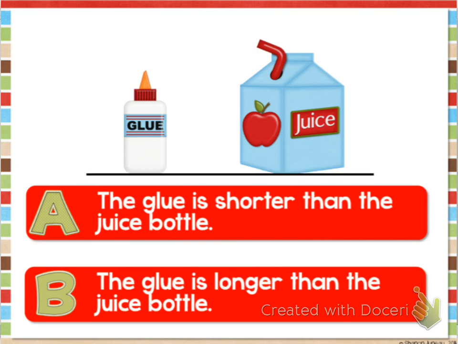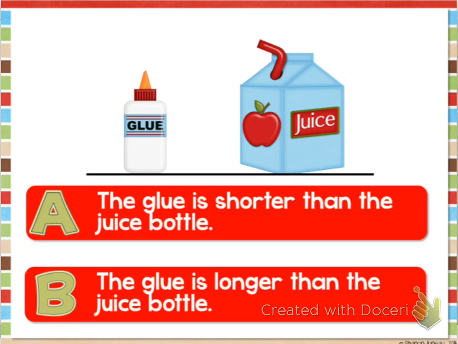The endpoint is how we know that we are measuring fairly, making sure that they both have that starting point to both start at, so we can see exactly which one is longer and which one is shorter. So we have two options. A, it says the glue is shorter than the juice box, or B, the glue is longer than the juice box. So we know shorter means kind of like smaller. Longer means that it's bigger.